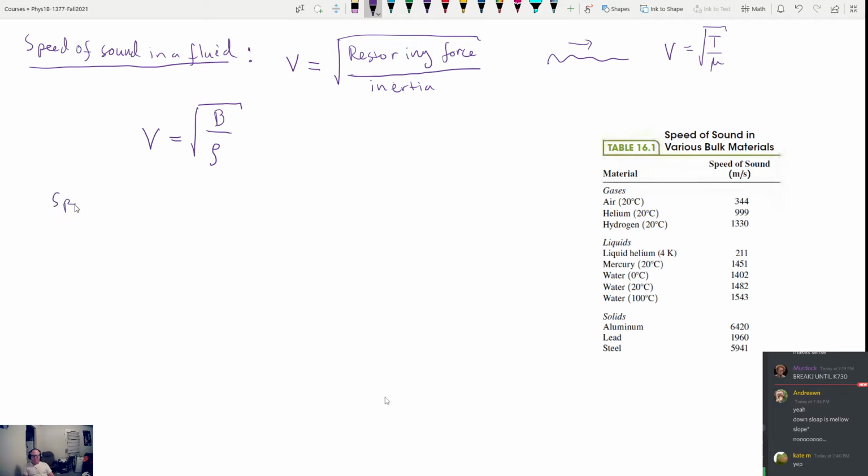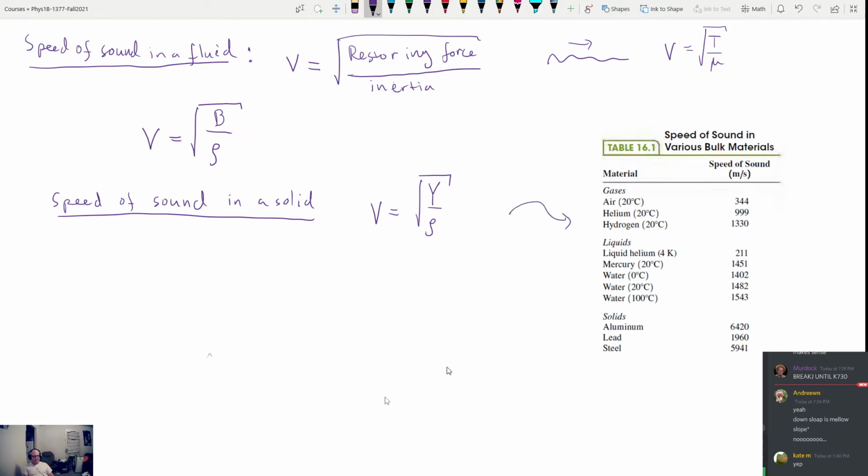We can also find the speed of sound in a solid by using the Young's modulus. So for the speed of sound in a solid, we're going to get V is equal to the square root of the Young's modulus, also I think divided by rho. So using these ideas, you can produce a table like this one over here.